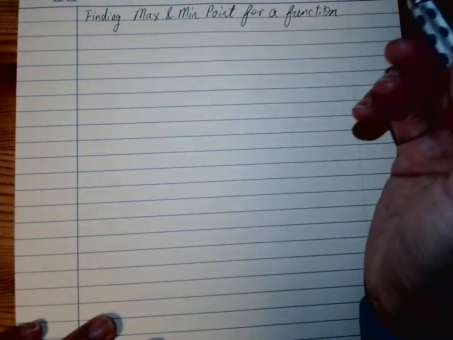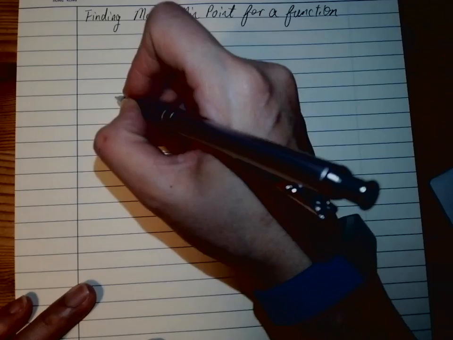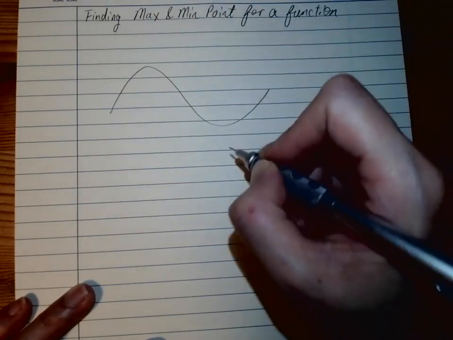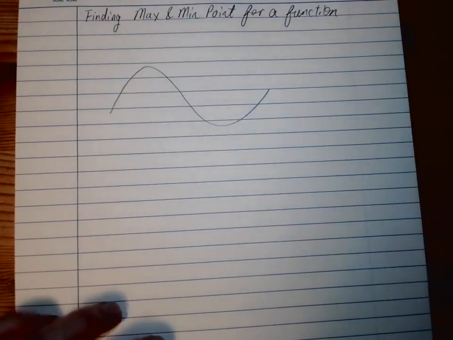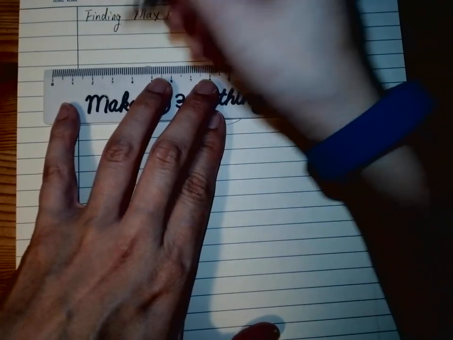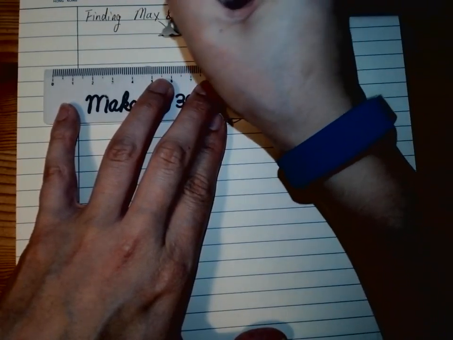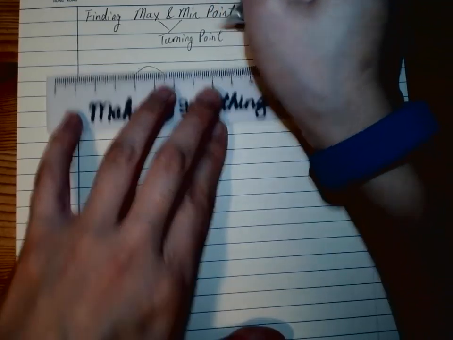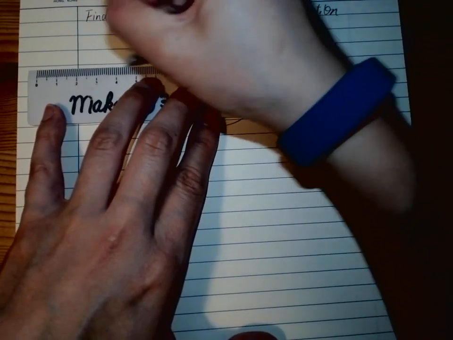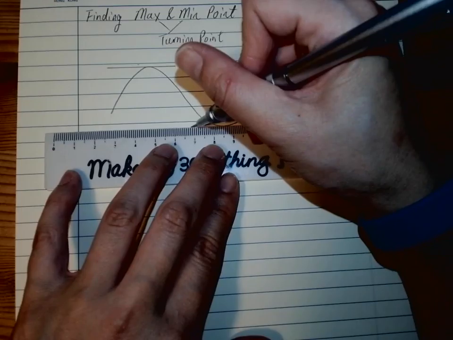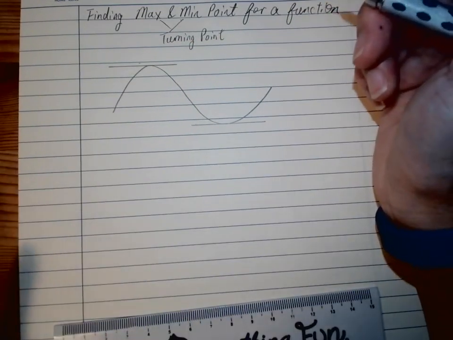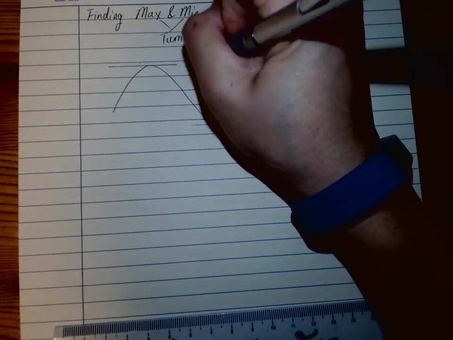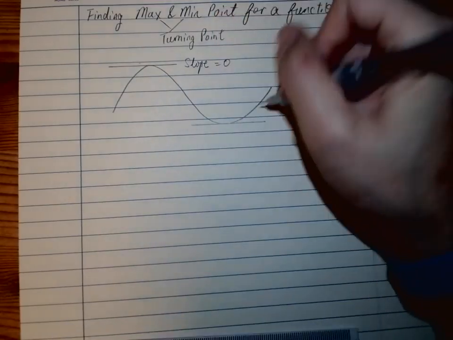Alright, finding maximum and minimum point for a function. If we're given a function here at any point, we know that for any maximum or minimum point, which is the turning point as well, because it's from increase to decrease, the tangent should be like this. It's a horizontal line, which means that the slope equals 0.